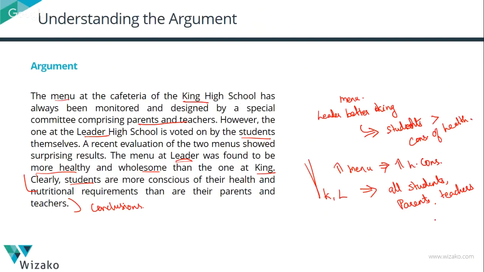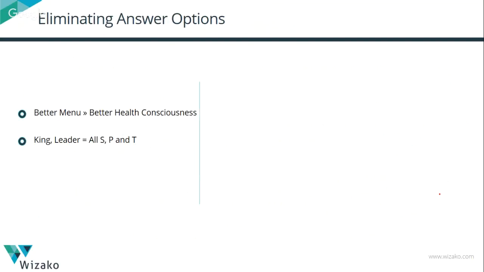Then you're weakening the argument. If you point out that just because at Leader the students are better than the parents at King, it doesn't necessarily mean that everywhere in general students are better than their parents and teachers in knowing about their health and nutritional requirements, then you are weakening the argument. So either of these two relationships is what you have to question in order to question the argument. Let's look at the answer options and see what the answer options are doing.